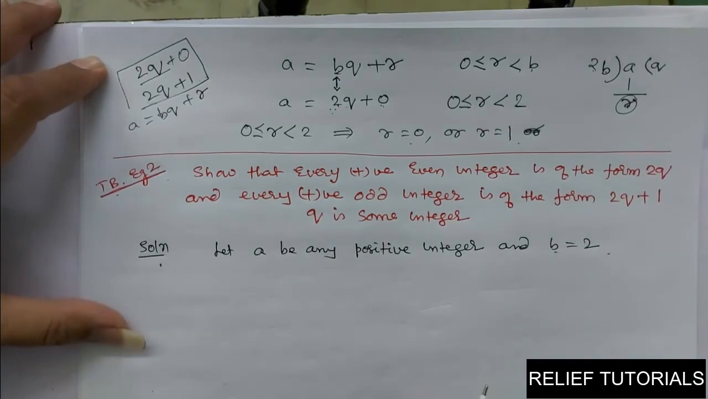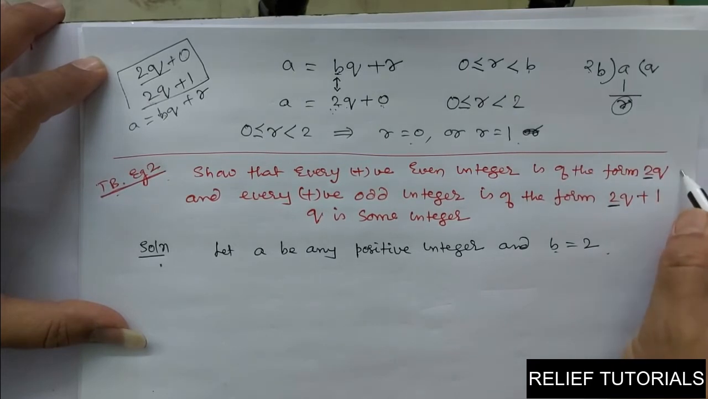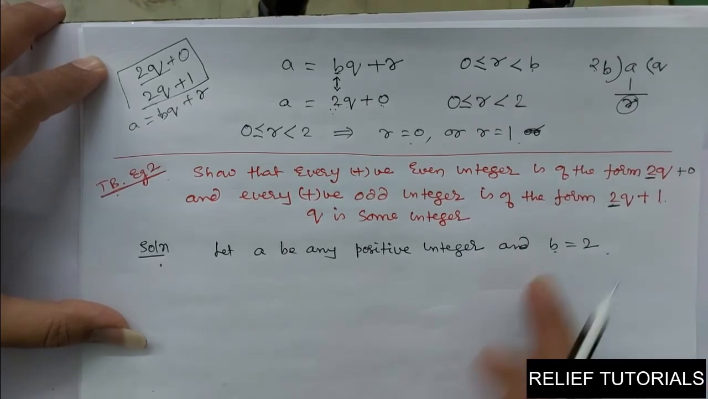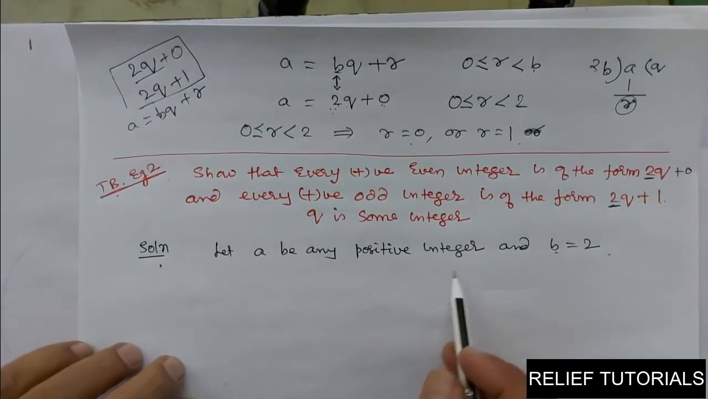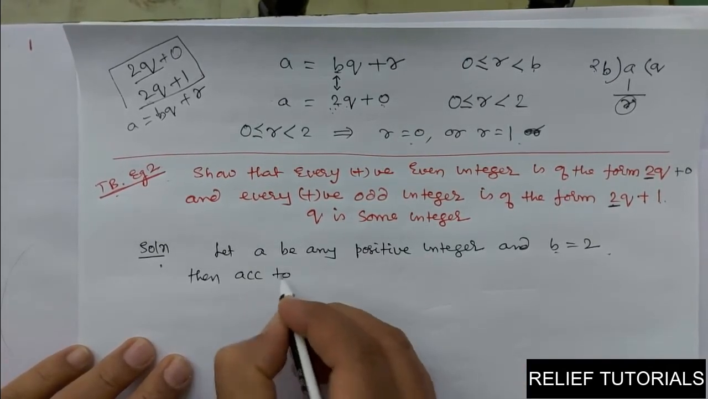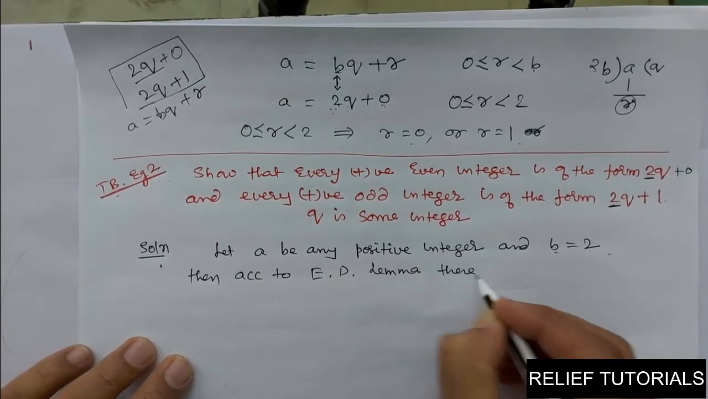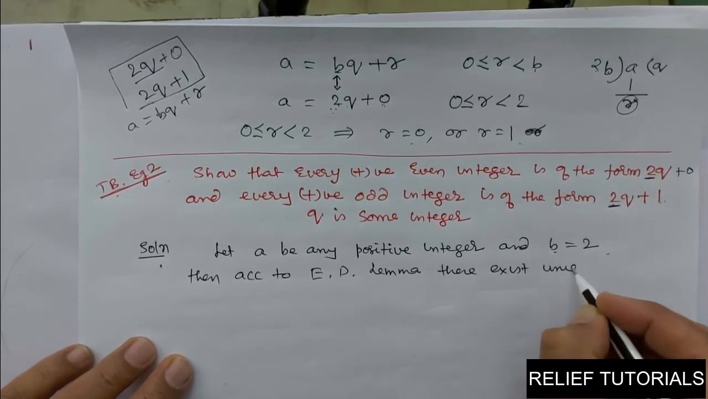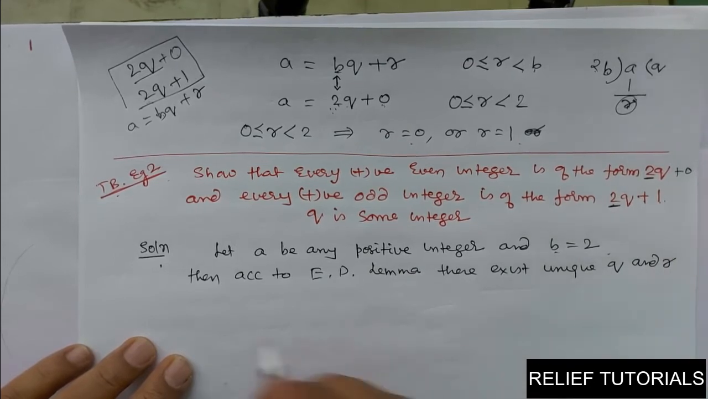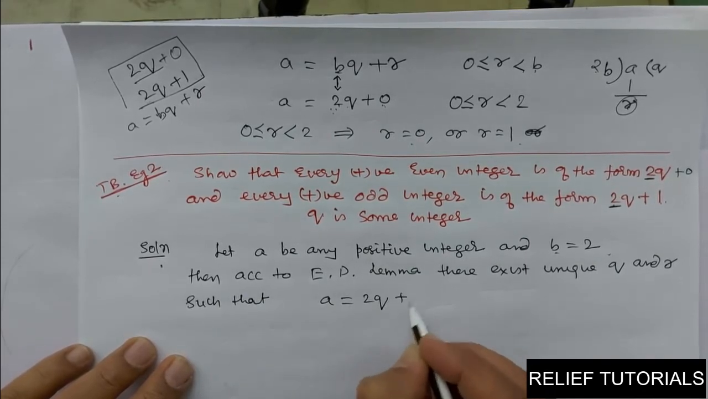So I have supposed b equals 2. In bq plus r, here r is 0, and here r is 1, b is 2. So let a be any positive integer and b equals 2. Then according to Euclid's division lemma, there exist unique q and r such that a equals 2q plus r.